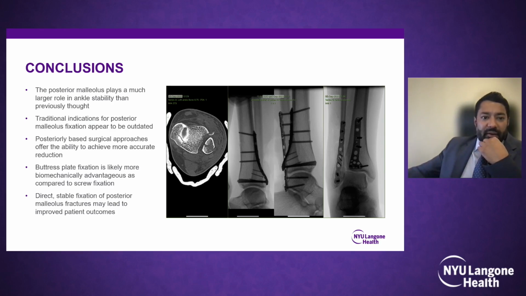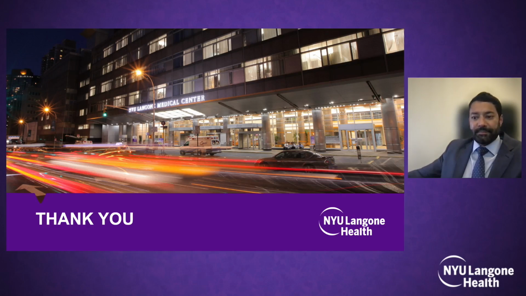So the posterior malleolus probably plays a much larger role in ankle stability than we previously thought. The indications of using your 25% rule are probably outdated. Posteriorly based approaches give you a much better ability to get a good reduction. Buttress plates are probably advantageous biomechanically as compared to screws, and direct stable fixation of the posterior malleolus likely leads to better patient outcomes. I think that's all I got. Thank you.